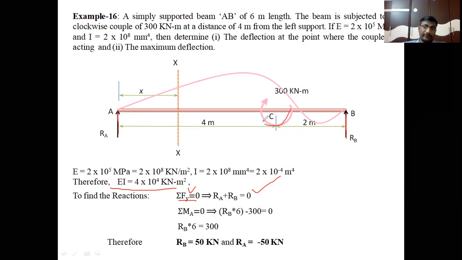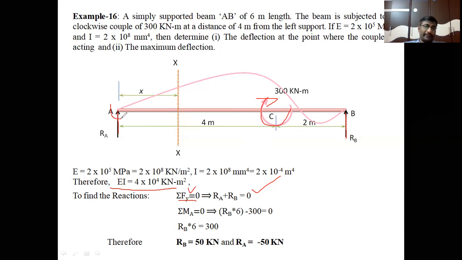This is not a force, it is a couple acting at point C. It should not be taken as a load or force. So the vertical load on the beam is 0. RA plus RB equal to 0.